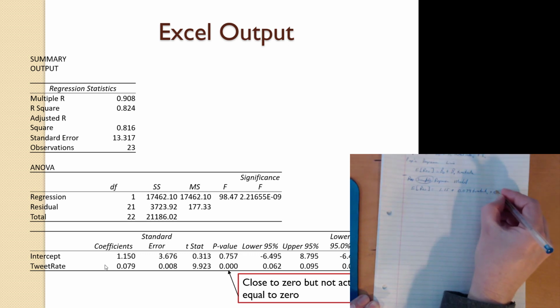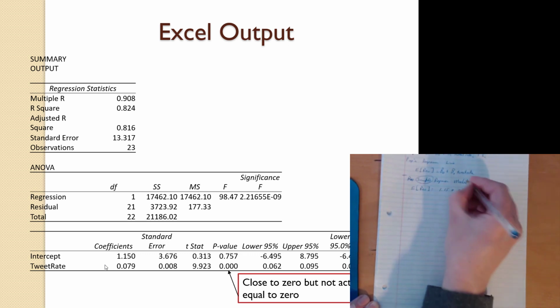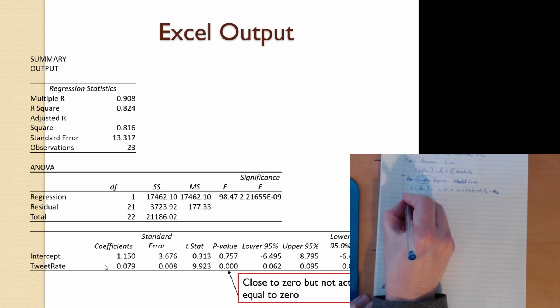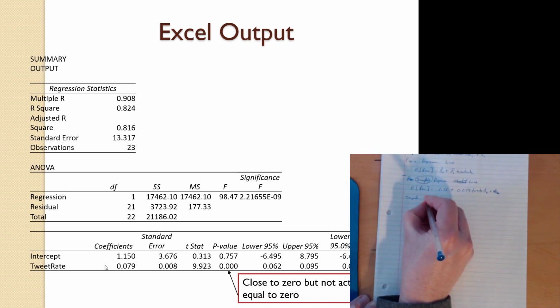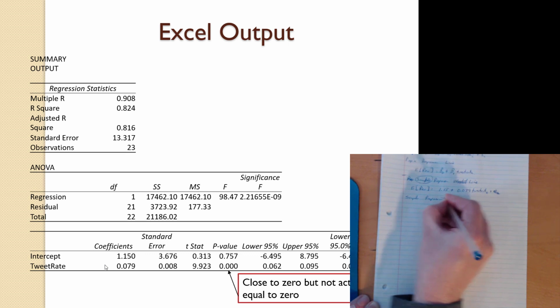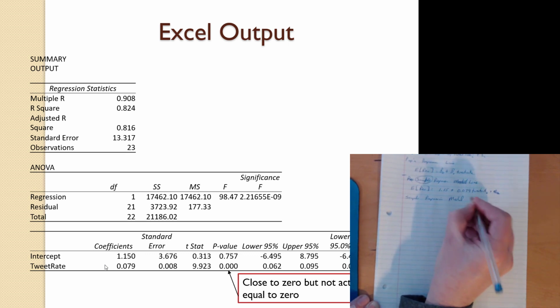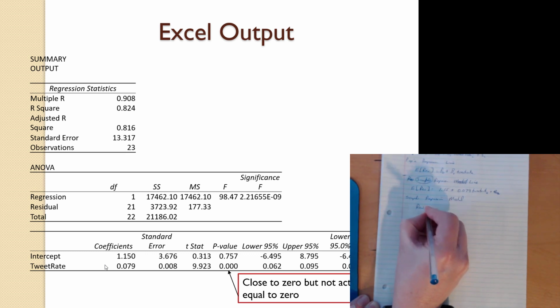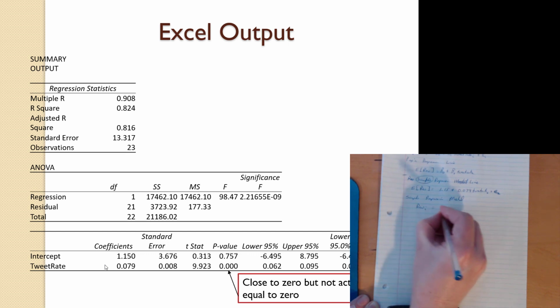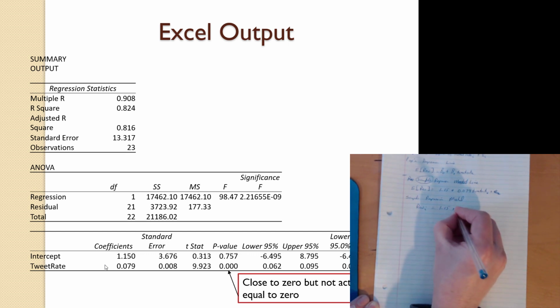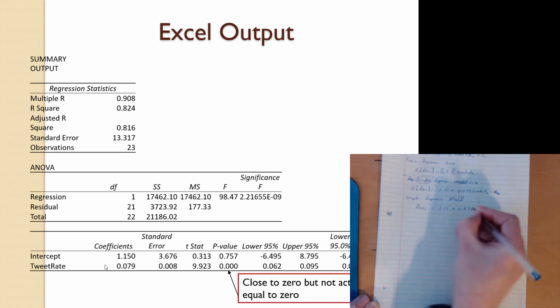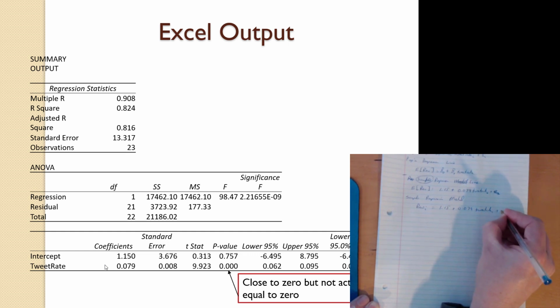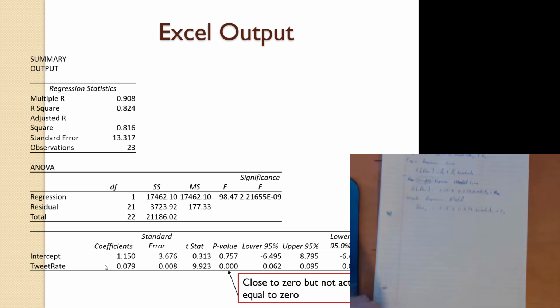Expected value, my bad. No error in expected value. That should be the line. The sample regression model would be revenue equals 1.15, the actual estimate, plus 0.079 times the tweet rate, plus an error. Okay.